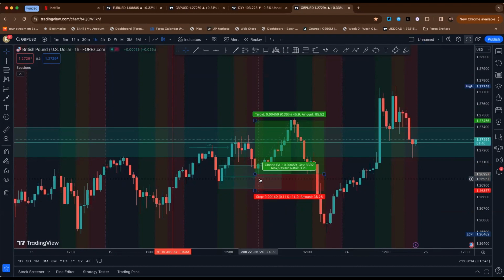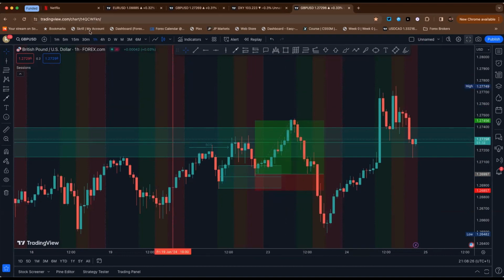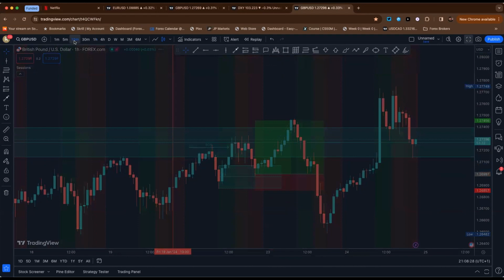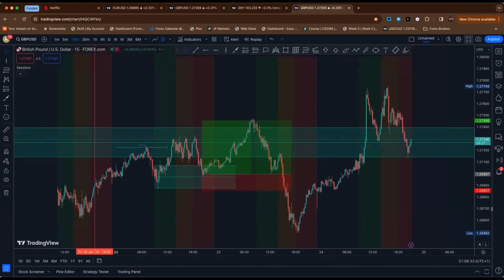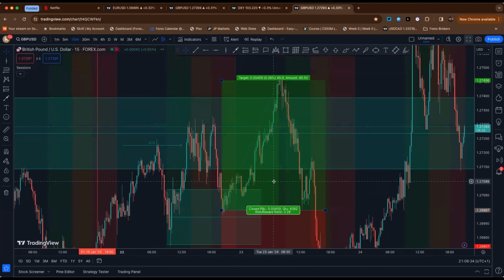You can be done here, but what I like to do is go to the lower time frame to see if I could turn this 3R trade into a 6 or a 7 or an 8 or a 9R. So let's try to do that. I like to go to the M15 and look at structure. Once price gets to my point of interest, I like to look at structure in the lower time frame.